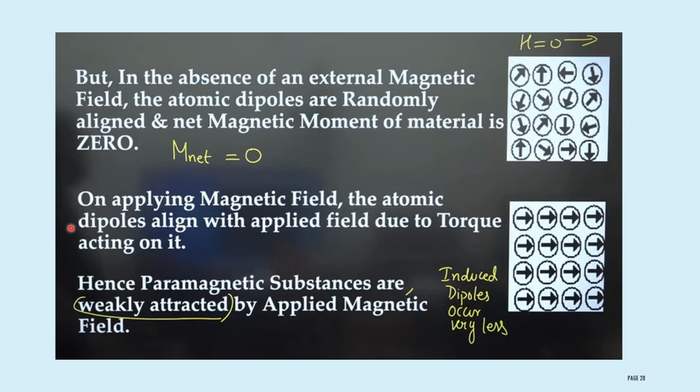On applying a magnetic field, the atomic dipoles align with the applied field due to the torque acting on them. When you apply an external magnetic field, these atomic dipoles get aligned in the proper direction. Therefore, the material will possess some amount of magnetic moment. Hence, paramagnetic substances are weakly attracted by the applied magnetic field. The induced dipole is very small here. Therefore, paramagnetic substances are weakly attracted by the applied magnetic field.